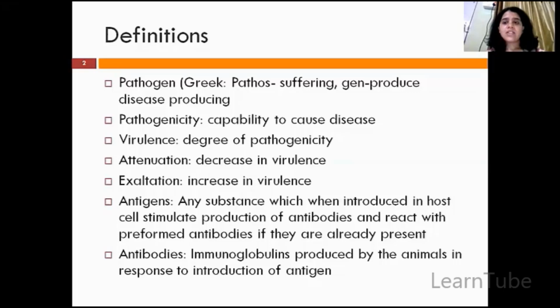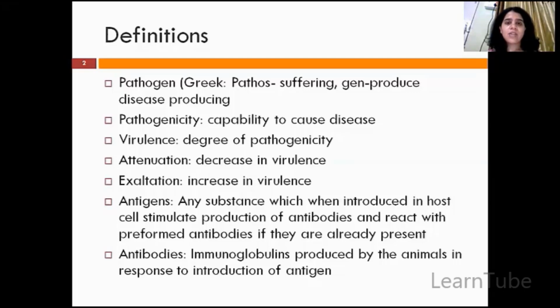Antigens. Now, what are antigens? Antigens are usually substances produced in microbes, and when introduced into the human body, or not only the human body but any host cell, they result in the stimulation of production of antibodies. And if it is a second exposure to the antigen, then whatever antibodies are present inside the host cell will react with the antigens.